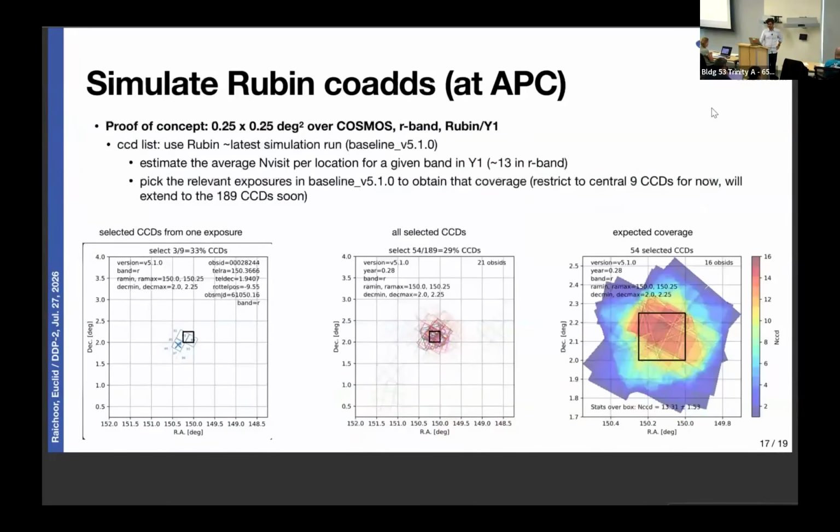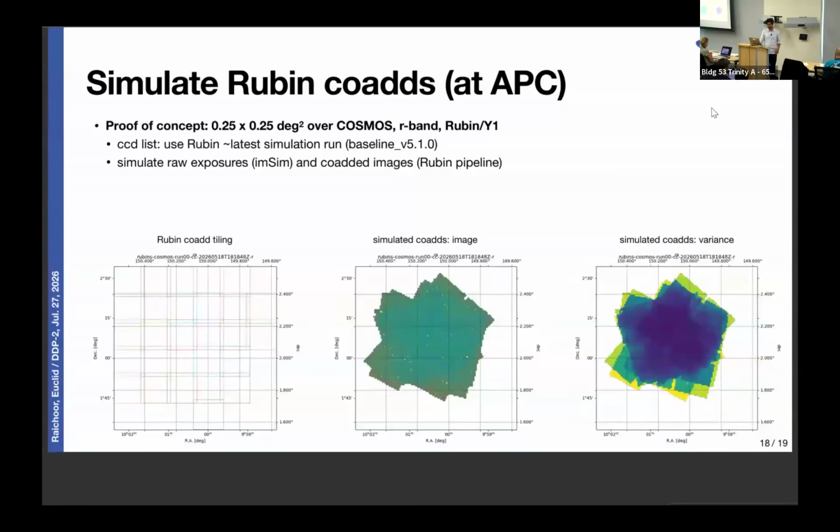Just to illustrate, everything is preliminary, but I started to play around and generate simulations on a tiny field in Cosmos, to see that at least all steps are running. I could select CCDs from the baseline Rubin simulations which overlap my tiny region. I selected enough of those to mimic what's expected in year one, like 30 exposures per band. Then you can just run through that and generate coadds. Here you can see the image on the slide. So yes, things are moving forward.